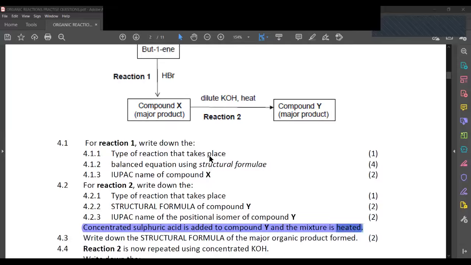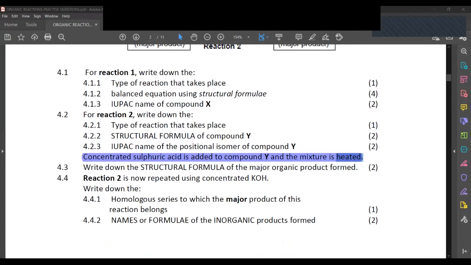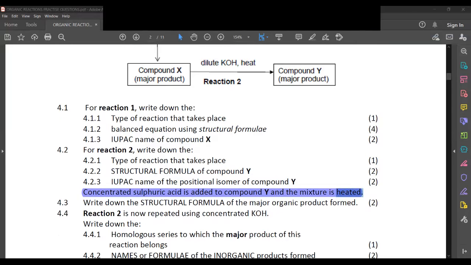I say to you, when you react with a dilute solution, you hydrolyze. When you're reacting with concentrated, what do you do? Dehydrohalogenate. Concentrated. Here we go. I'm reading the question again. So reaction 2, and the question says, homologous series to which the major product of this reaction belongs.